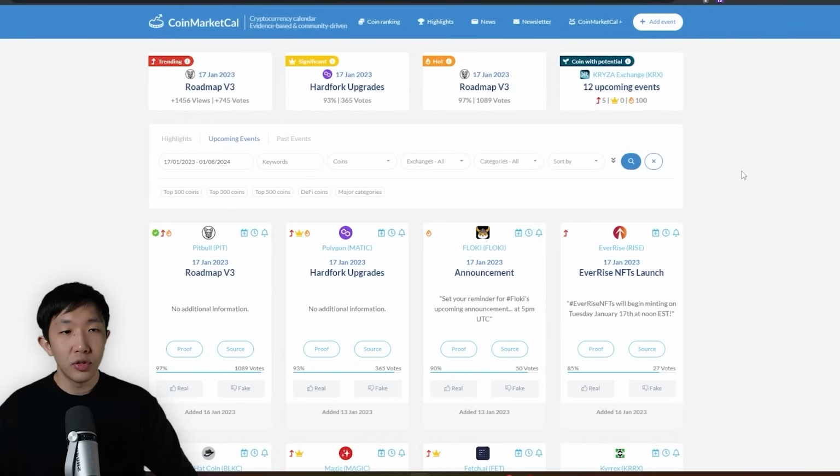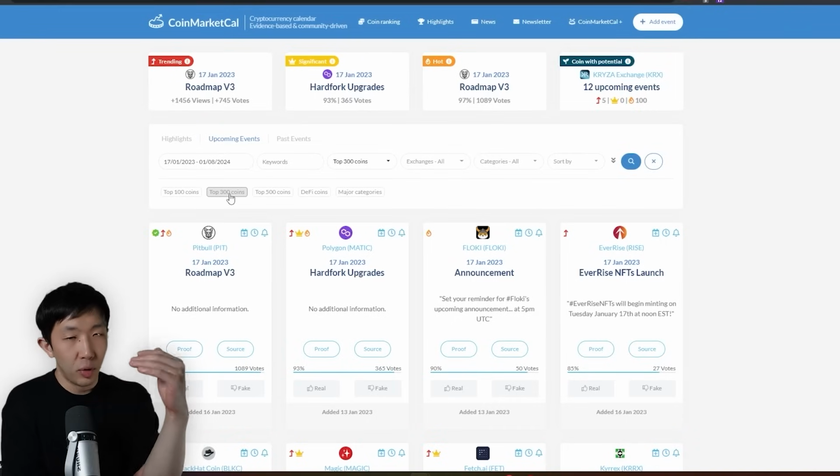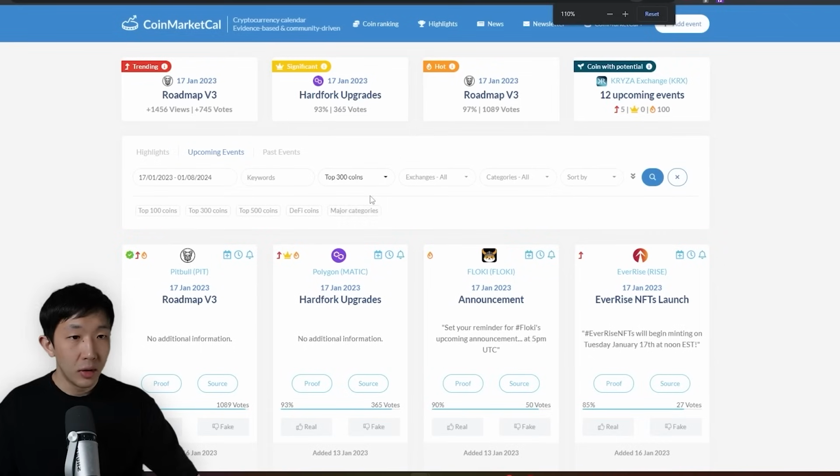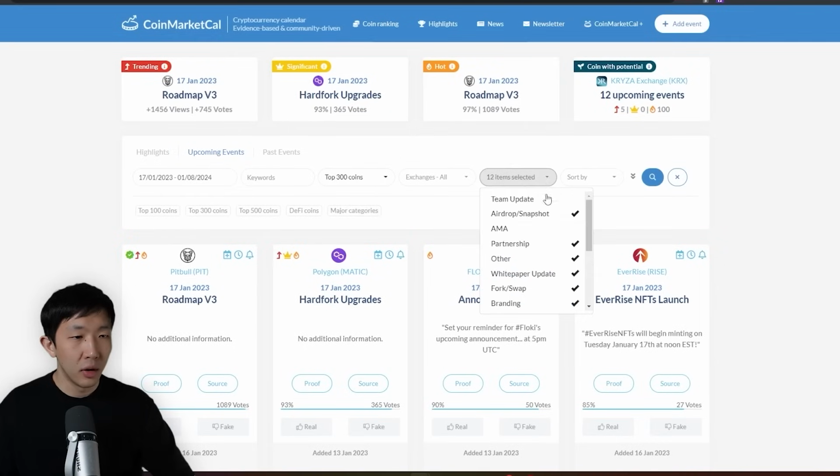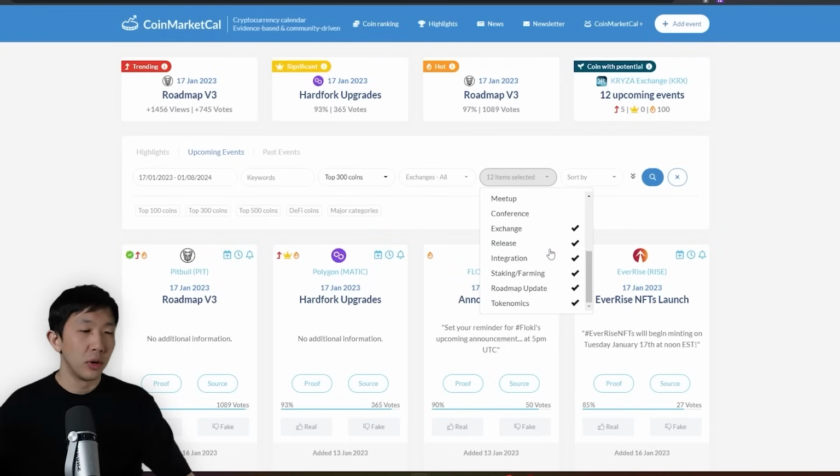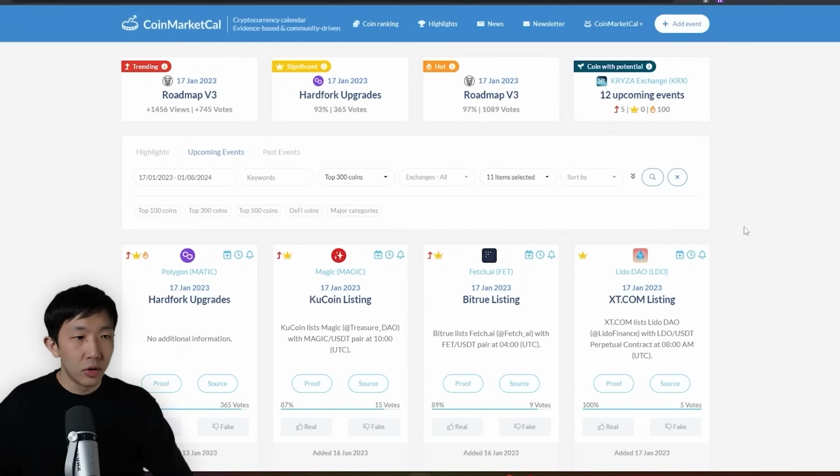How I like to use this site is using this filter section. I usually go for at least the top 300 coins, sometimes even the top 100, because I want to filter for the most legit coins. And then I would choose the major categories here. So this only tracks exchange listings, big updates, releases, major partnerships, forks, swaps, airdrops, staking launches, tokenomics, big roadmap items, and then do a search again.